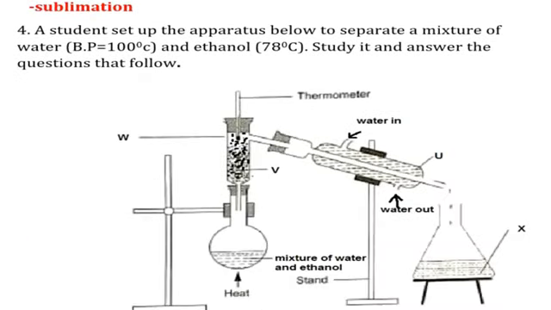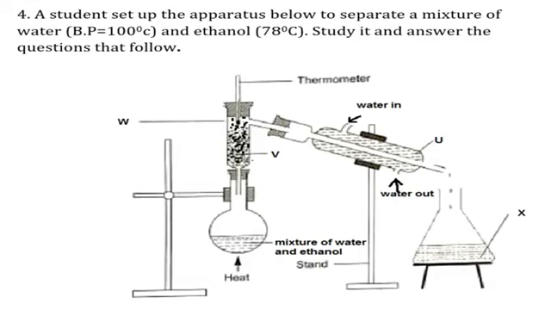Number 4, they keep repeating it even at form 4 KCSE. A student set up the apparatus below to separate a mixture of water which has a boiling point of 100 degrees C and ethanol 78 degrees C. Study it and answer the questions that follow. You can see it there.